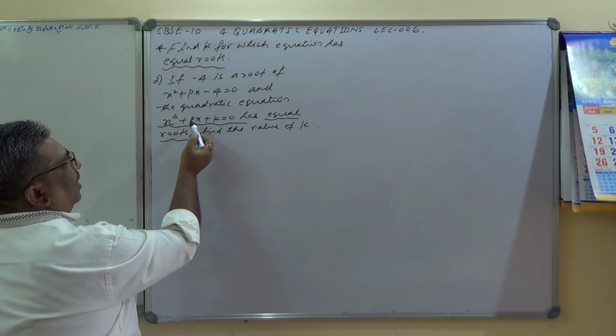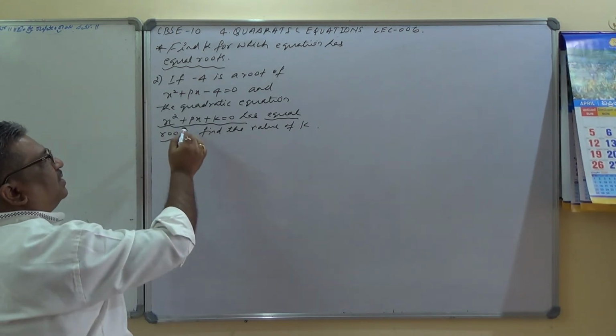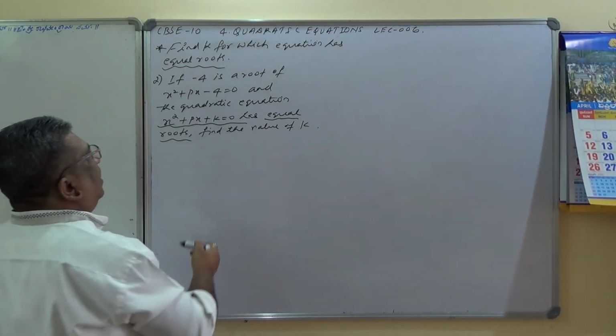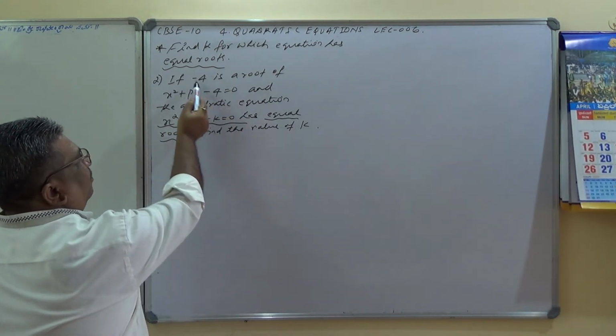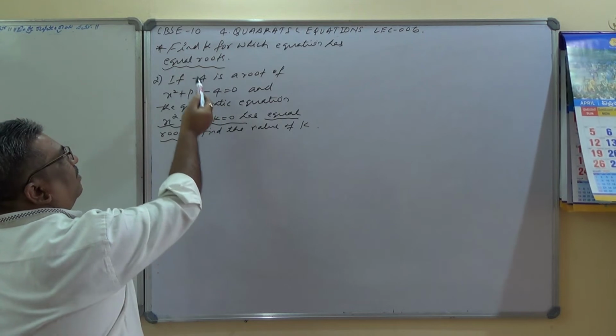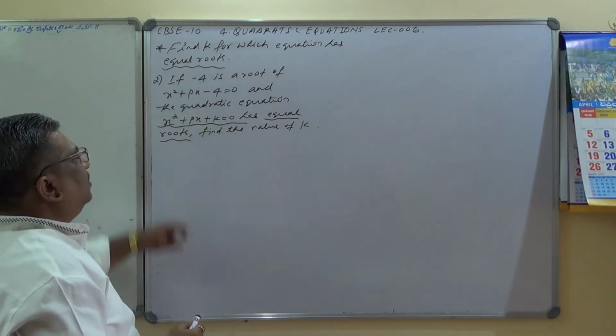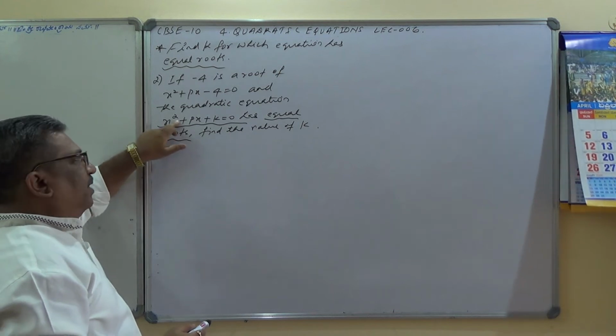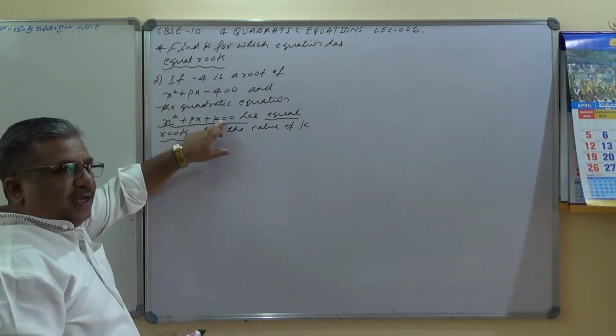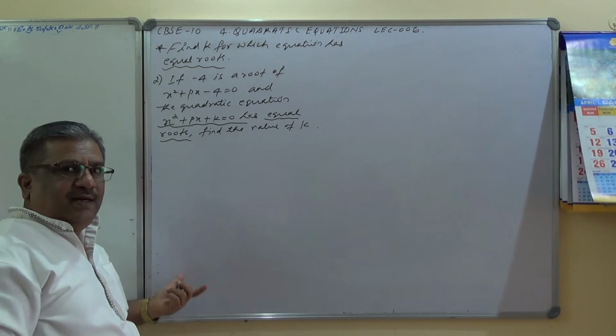So how do you find out the value of p here? In order to find this, he has given one more equation saying that minus 4 is a root of this equation. If minus 4 is the root of this equation, minus 4 satisfies this equation. So let us find out the value of p first, substitute into the second equation to get the quadratic equation in terms of only k, then solve for k. Is it right? We will do that one.